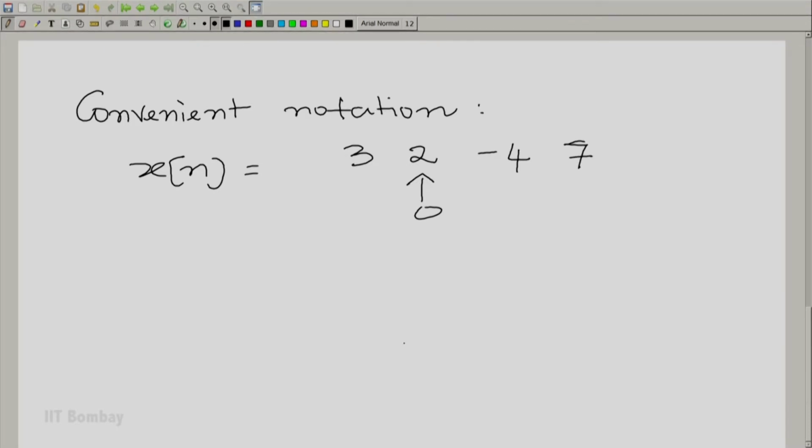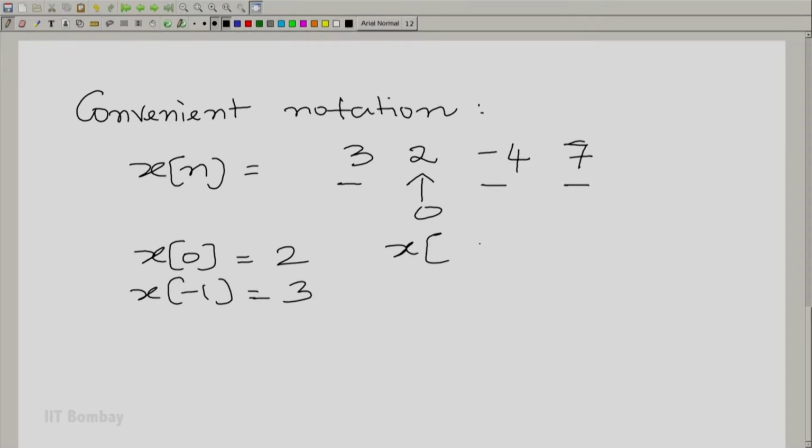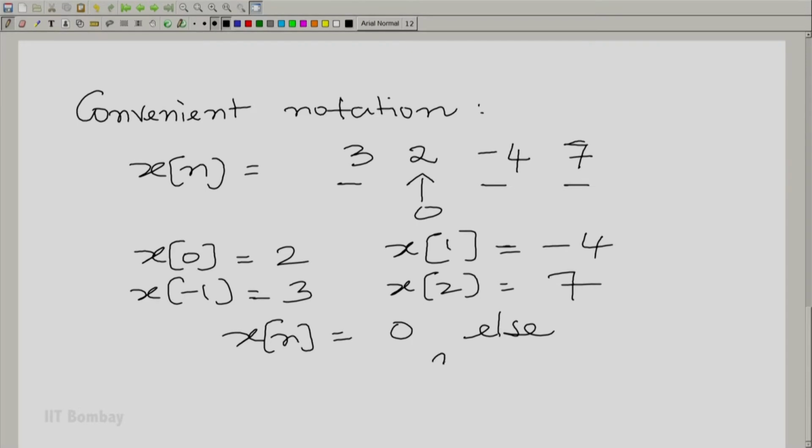You see, when I write something like this, what I mean is that x of 0 is equal to 2, the sample before that is 3, the samples after that are minus 4 and 7 in sequence. That means x of minus 1 is equal to 3, x of 1 is equal to minus 4, and x of 2 is equal to 7, and x of n is 0 else, meaning n greater than 2 or n less than minus 1. This is a convenient shorthand notation for finite length sequences, and we shall use it very frequently.